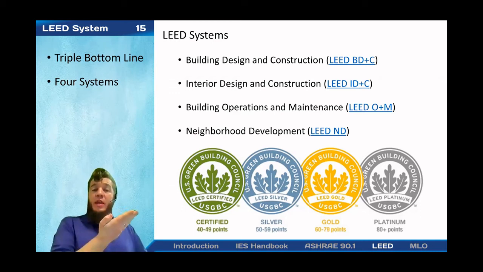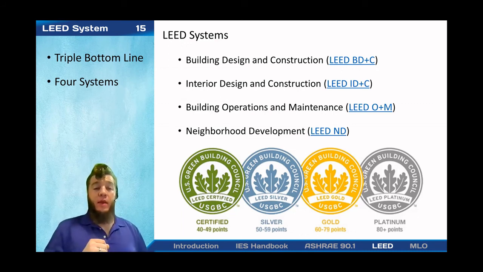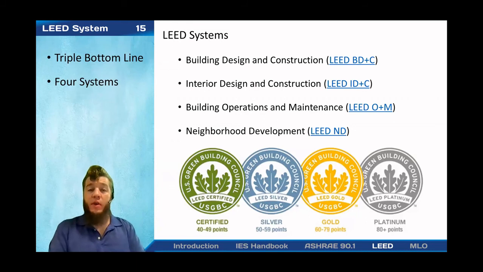Then buildings operation and maintenance recognizes that it's not just the construction of the building that matters, but how we manage that building over its life cycle that really gets us to true sustainability. So there's a separate system of guidance and criteria for sustainably managing a building, and that's going to be O&M. And then finally, the newest version of LEED is neighborhood development, and this is looking at a higher level, more of a city planning level, and what steps municipal planners can take to make entire communities more sustainable.